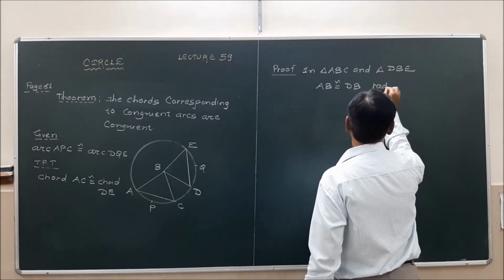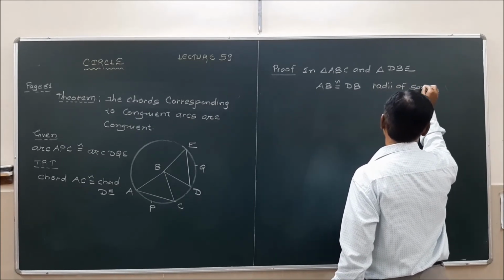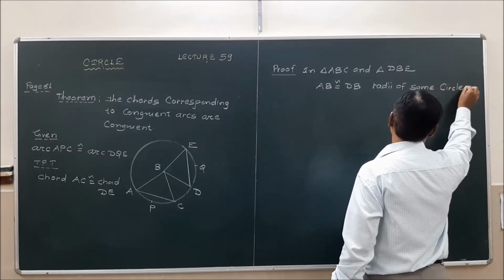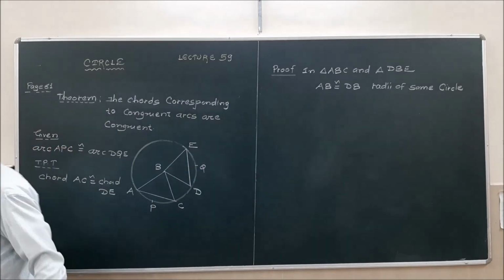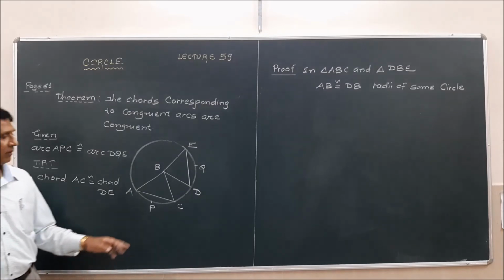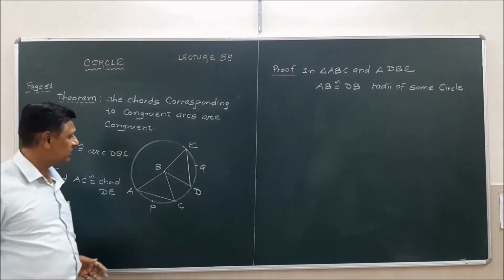AB and DB, if you will notice, they are radii of the same circle. Please try to understand. These two are the radii of the same circle, because AB is also a radius, DB is also a radius.